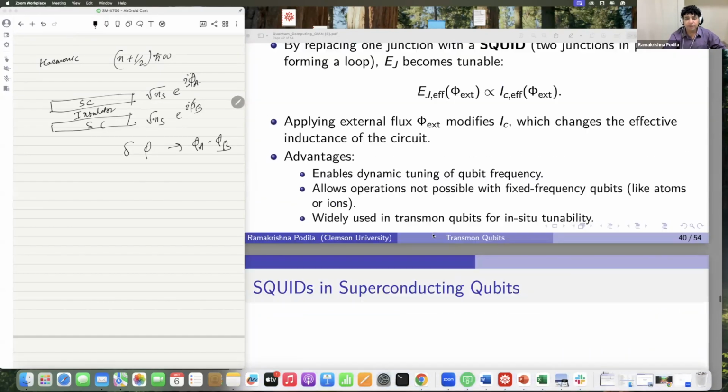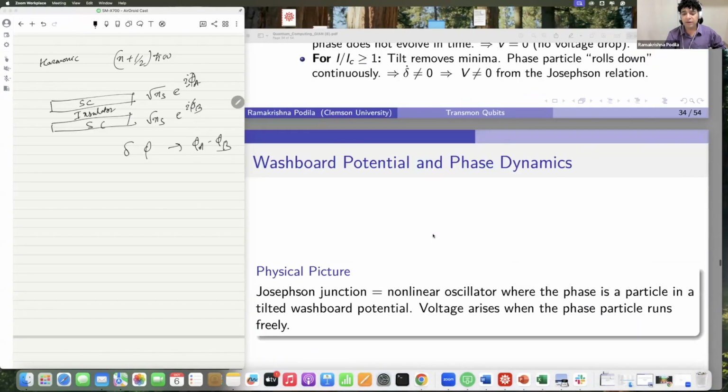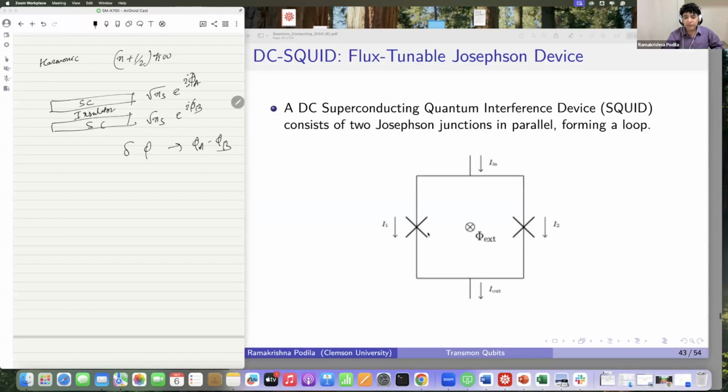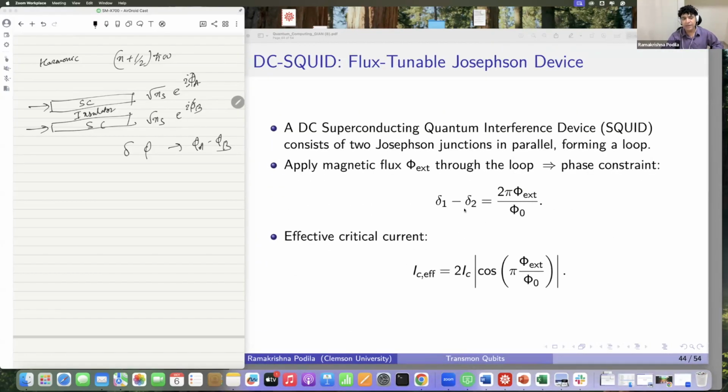And SQUID, if you don't recall what the SQUID was, I think there was a figure of the SQUID somewhere that I put in here. So SQUID is just essentially two Josephson junctions in parallel. So I could apply a magnetic field and use that to control. Now here we are controlling the phase difference between two superconductors in a single Josephson junction. But now I can control the phase difference between the two Josephson junctions within the SQUID, which is controllable by an external magnetic field. So now we can do delta 1 minus delta 2.